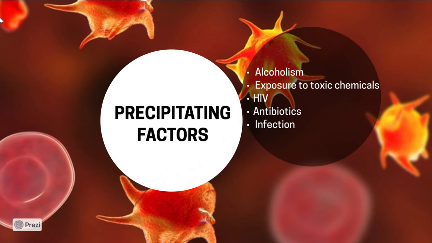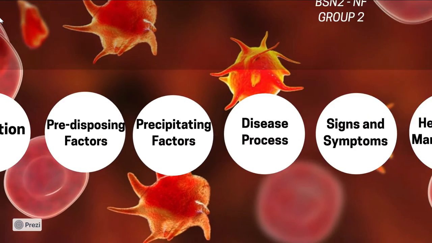Precipitating factors are the following. First, alcoholism. Second, exposure to toxic chemicals including arsenic, benzene, and pesticides. Third, human immunodeficiency virus or HIV. Fourth, antibiotics, or those that are used to treat bacterial infections. And lastly, infection, which may trigger ITP.